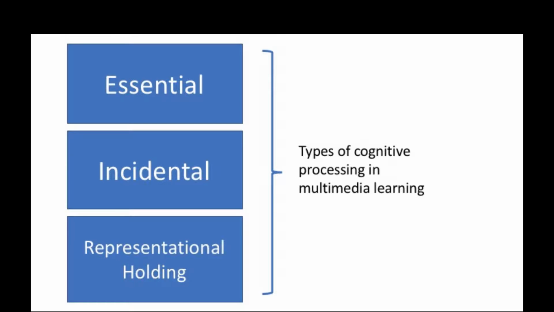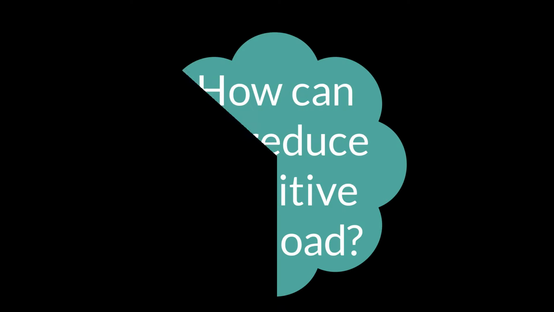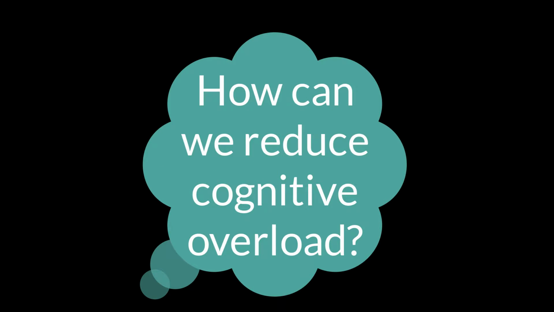There are 3 types of processing in multimedia learning, and if all 3 added together exceed cognitive capacity, cognitive overload can occur. Richard Mayer and others have used this cognitive load theory to work on ways to reduce overload in multimedia learning.